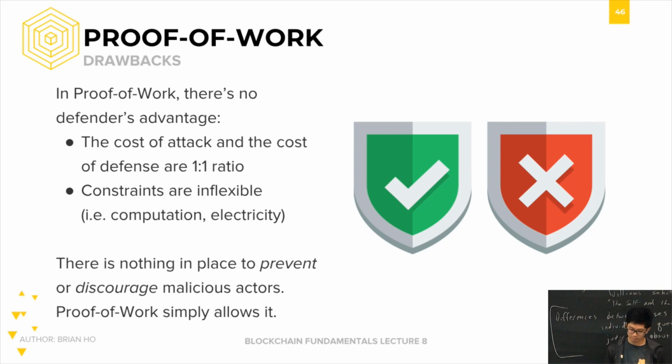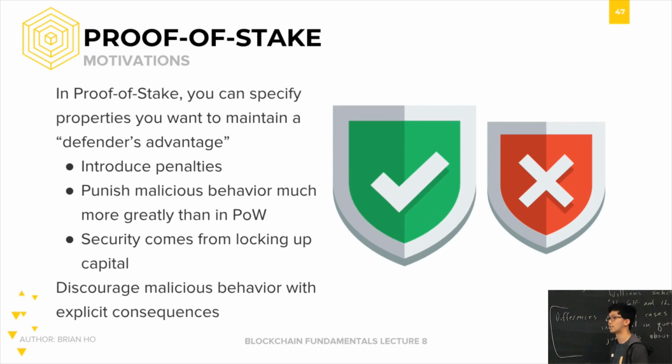So if an attacker can amass as many resources as a defender, they will basically overwhelm that defender, which isn't a really great situation to be in, and that's why proof of work has a few disadvantages because of this. And so in proof of stake, because we're dealing with things that are monetary, you can define explicitly in the protocol properties that you want to maintain a defender's advantage, to basically disincentivize actors from doing malicious behavior.